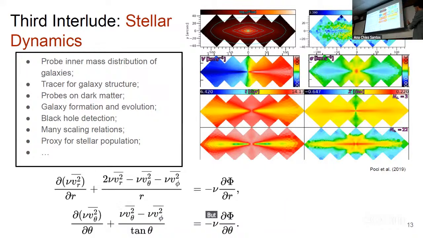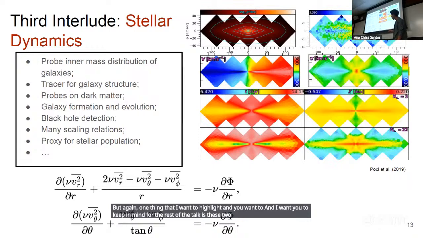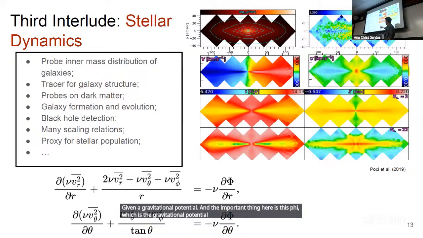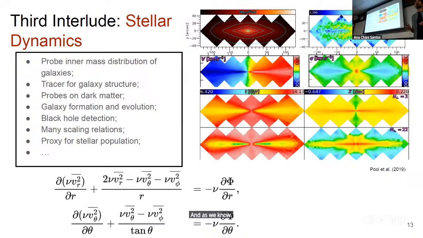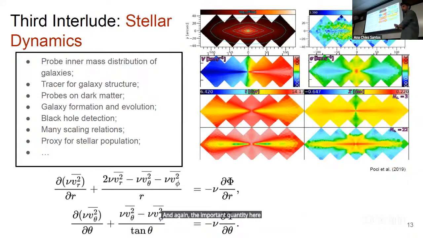But again, one thing that I want to highlight, and I want you to keep in mind for the rest of the talk, is these two equations right here. These two equations describe the stellar velocity dispersion given a gravitational potential. And the important thing here is this phi, which is the gravitational potential. And once you have it, in principle, you can solve these equations and describe the whole dynamical state of the galaxy. And as we know, the gravitational potential is described by the mass distribution. And again, the important quantity here is the mass distribution of the galaxy.